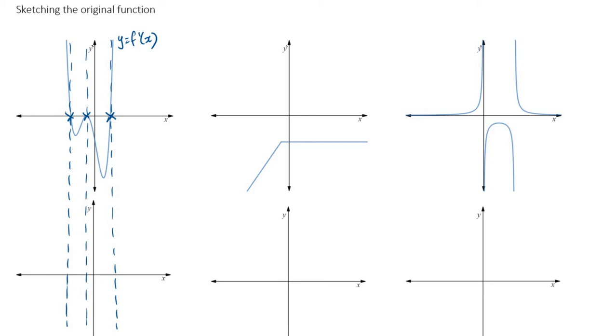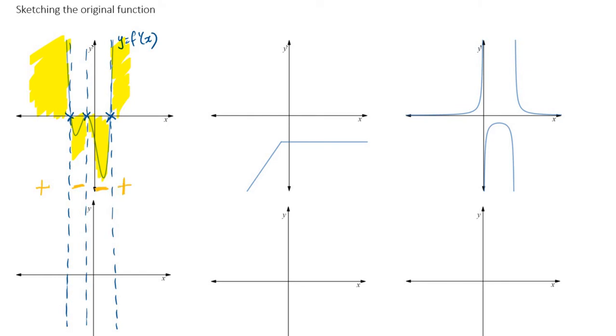So here, the derivative function is above the x-axis. So the original function is increasing. Here, it's below the axis. So the original function is decreasing. And then it's below the axis again. So the original function decreases yet again. And then it's above. And so the original function is increasing.